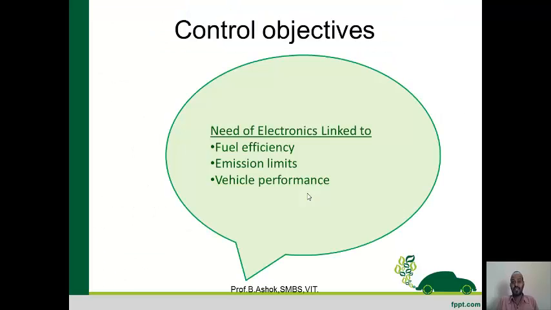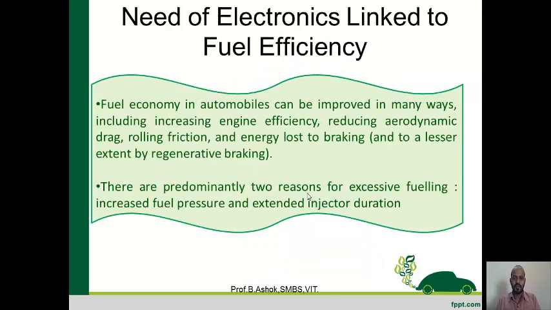So what is the control objective? As we have already said, it will control fuel delivery, spark, turbocharger, etc. So on what objective will it control? What is its primary objective? Its primary objective is linked to fuel efficiency. It has to provide better fuel efficiency, lesser emission, and it will improve the vehicle performance. So whatever the control functions are entered or given in the ECU, everything will be related towards these 3 parameters.